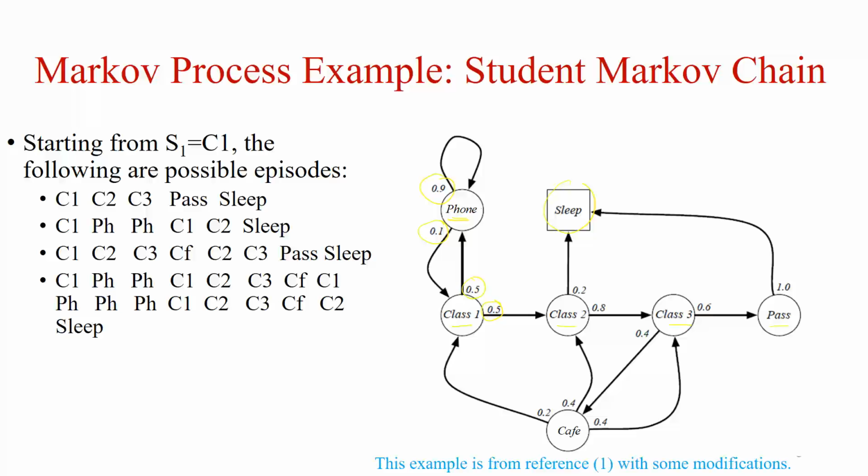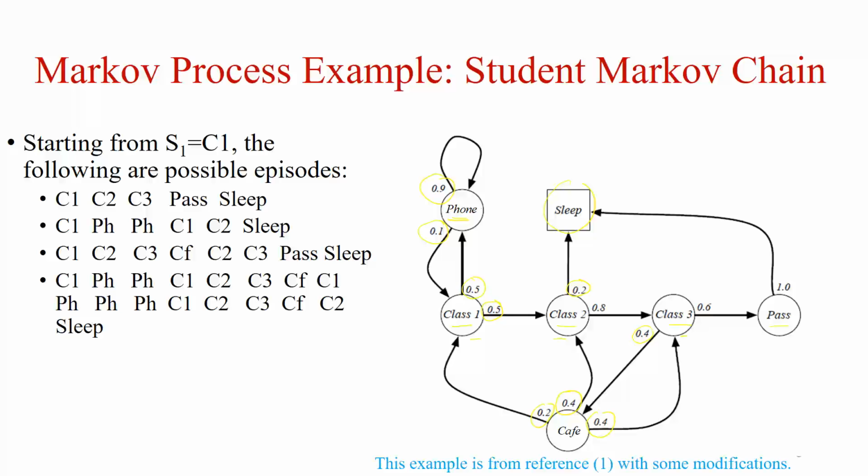The important thing in this example is that it shows the series of classes you need to take to finish a course, with certain distractions that come along the way. For class 2, there's a probability of 0.2 that you go to sleep and never finish the class, unfortunately. In class 3, there is a probability of 0.4 you go to the cafeteria, where you want to drink coffee and chat with friends. Then there is a probability of 0.2 going back to class 1, 0.4 going back to class 2, and 0.4 going back to class 3.